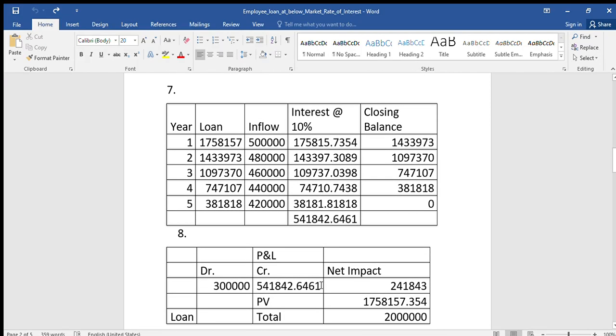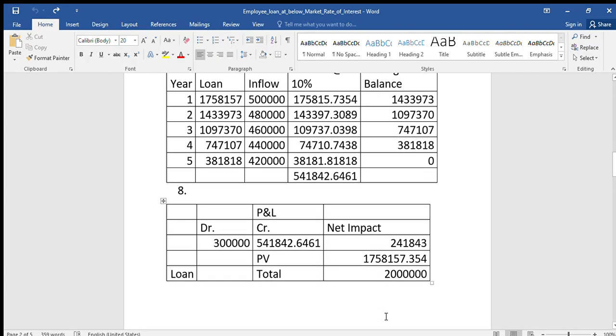In the P&L, the credit of the interest at 10% would be 541,842 and the debit of the interest would be 3 lakhs. So in the P&L, 241,843 would be charged. This 241,843 plus the present value of the loan 1,758,157 gives the total loan amount of 20 lakhs.